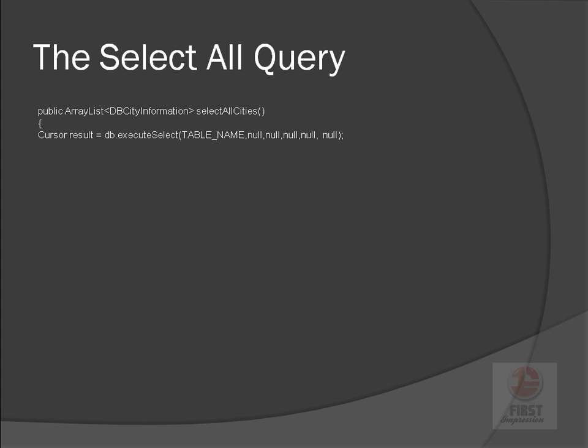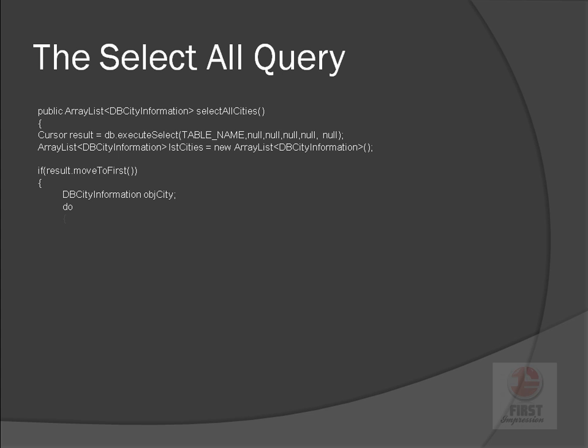Then let's create a new array list of cities by saying ArrayList of DBCityInformation, lstCities equals new ArrayList. This indicates that we are creating a new array list of type DBCityInformation. Then we'll say if result.moveToFirst. This indicates that we have at least one record in our database. If result.moveToFirst gave us a true value, then we'll create an object of the DBCityInformation.